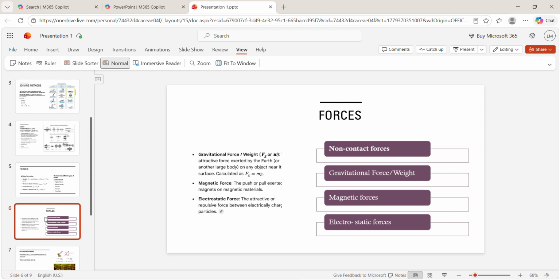In the non-contact forces, we have gravitational force, magnetic force, and electrostatic force, whereby the gravitational force is an attractive force exerted by Earth, always going downwards. A magnetic force is the push or pull exerted by magnets on magnetic materials. And then the electrostatic force is the attractive or repulsive force between electrically charged particles.